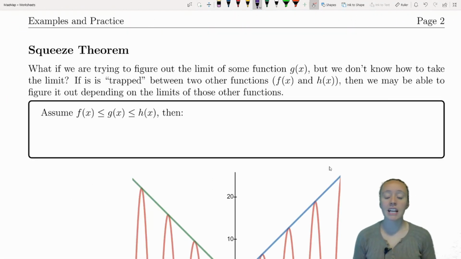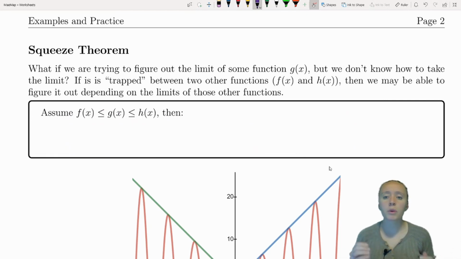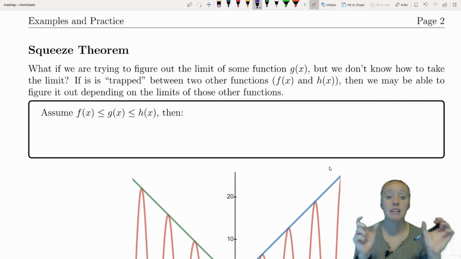For now, however, let's move on to the squeeze theorem, which is also going to be helpful for calculating limits that are difficult to simplify. So let's think about what if we were trying to figure out a limit of some function g of x, but we don't know how to take its limit. We can't simplify it down, we can't get that denominator to cancel out, we don't know how to do it. Well, if it's trapped between two other functions, some function f of x and some function h of x, then we may be able to figure out that limit of g of x depending on the limits of f of x and h of x, those limits that g of x is trapped in between.